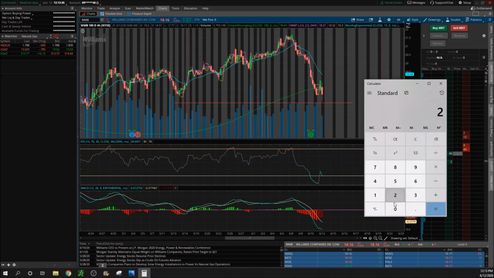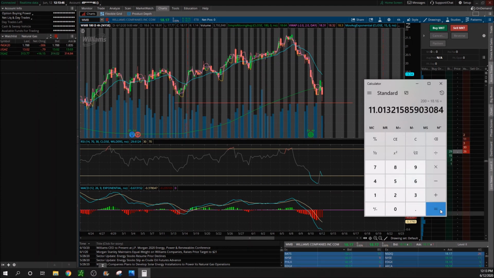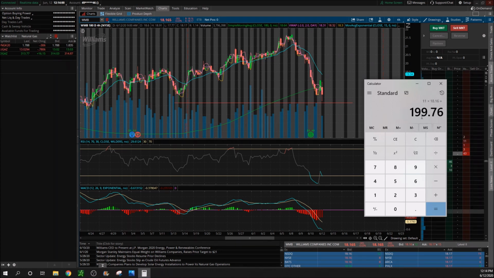So let's do that again. We'll take $200 and we're going to divide it by our price to figure out how many shares we can buy. So our price is $18.16. So we divide it by $18.16. Okay, now we could buy 11 shares of this, right? So now we're going to work backwards. We have 11 shares times $18.16. So we now have $199.76 invested, okay?